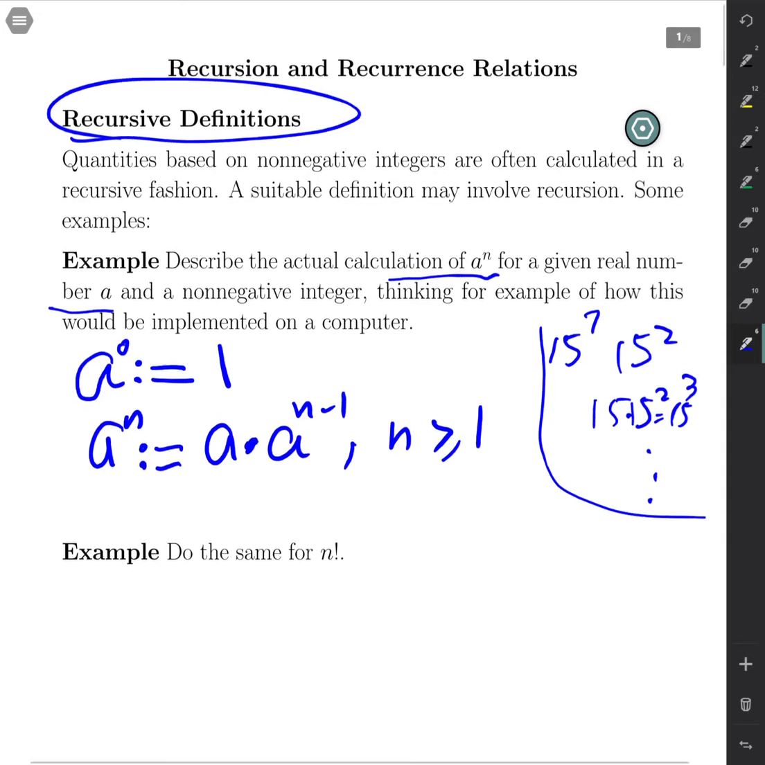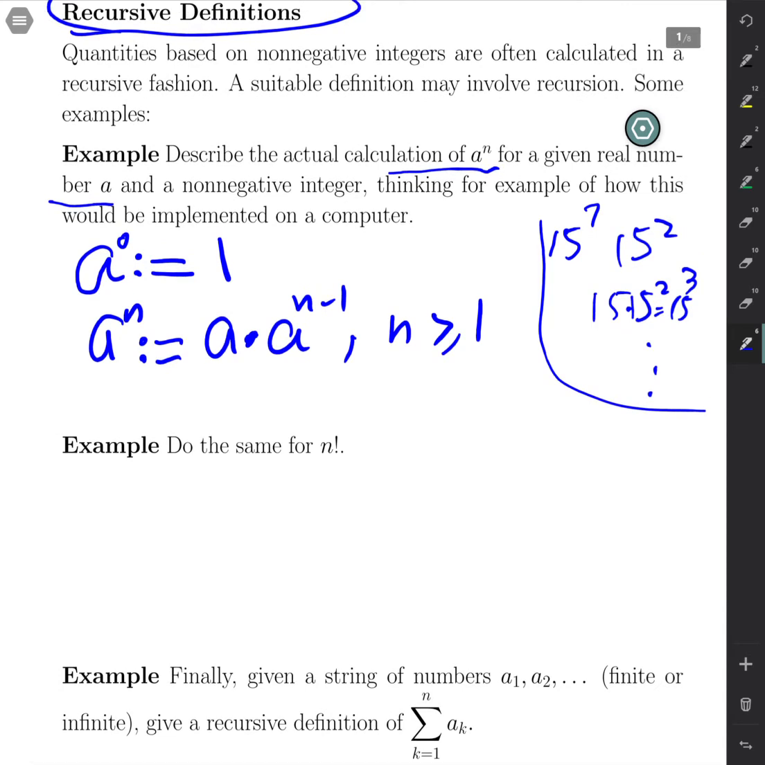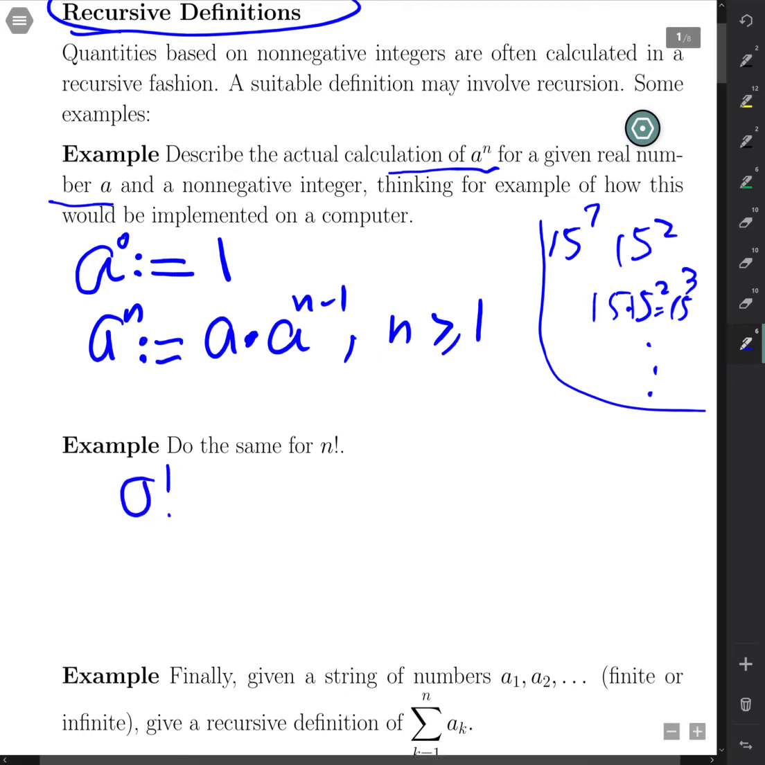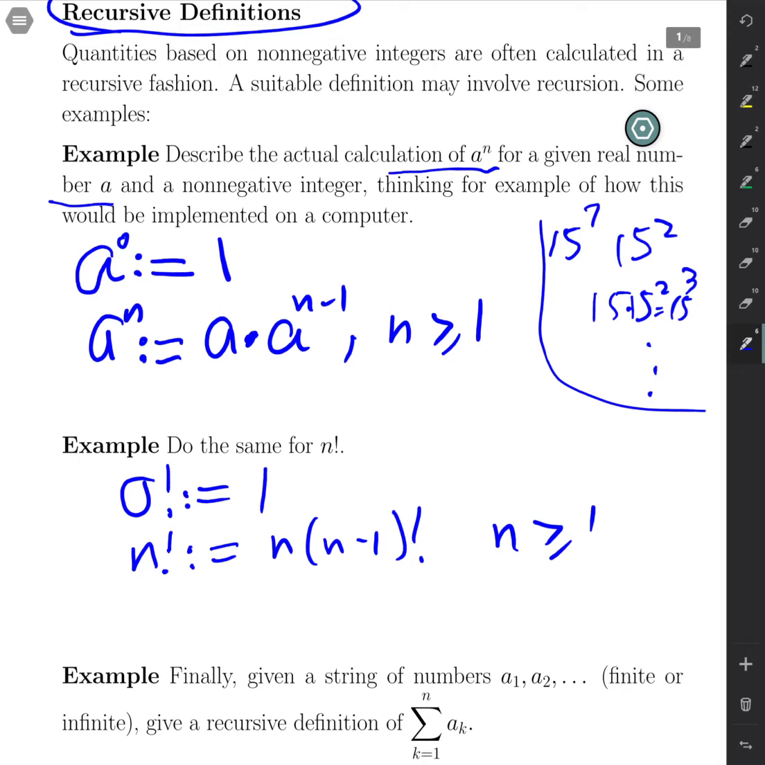That's a multiplication symbol. And we can do the same for n factorial. Again, this is the way a computer would implement it. And in fact, it's really the way you would be thinking of it too if you think about how you actually do it. You don't multiply all the first n positive integers together all at once. You do it step by step. And so our definition would be 0 factorial we define to be 1, and then subsequently n factorial is defined to be n times n minus 1 factorial for n greater than or equal to 1.